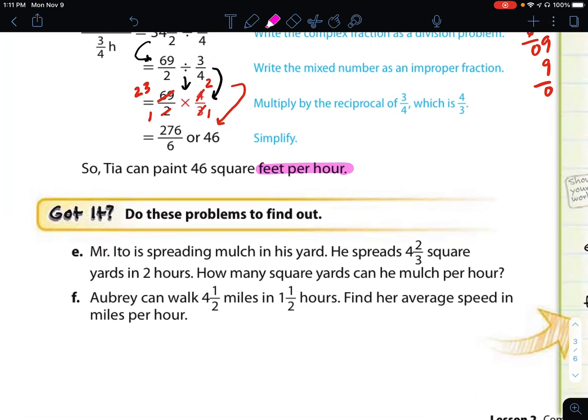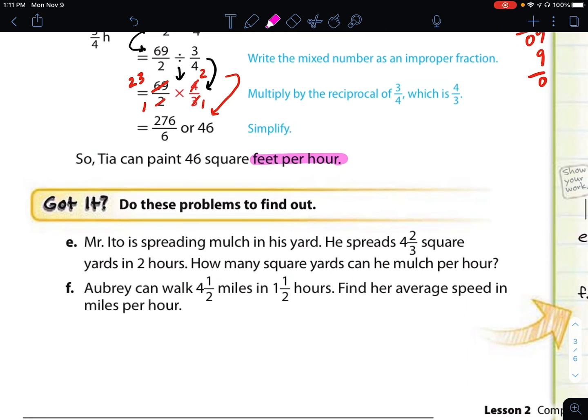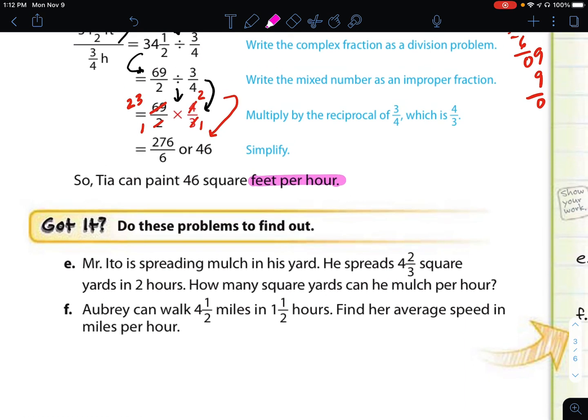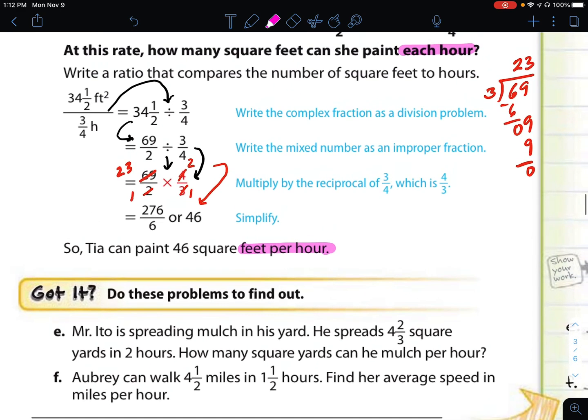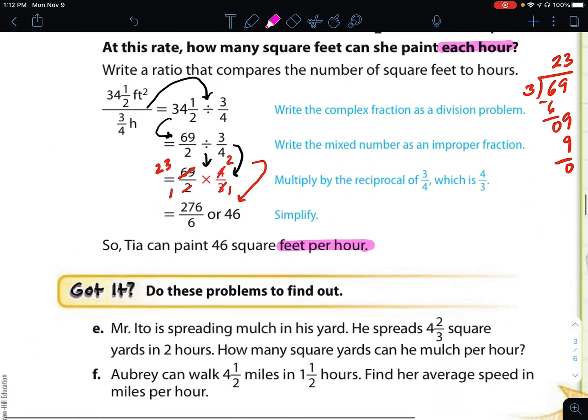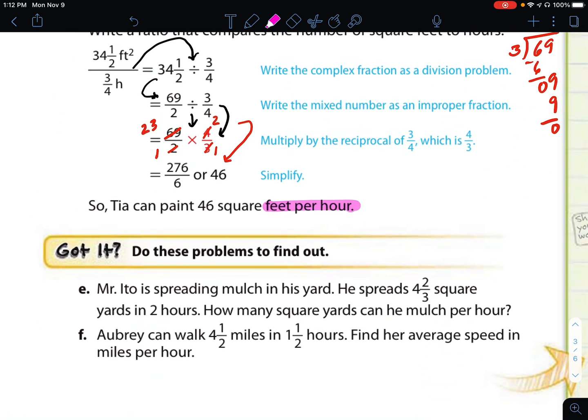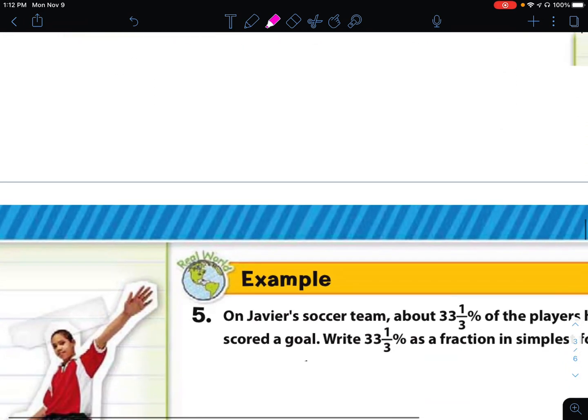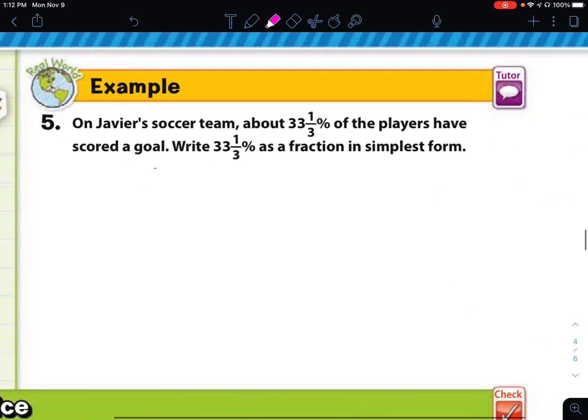Do these problems to find out if you understand the two examples. Do exactly as what we did for example 3 and example 4. Make sure you go back to those examples, and I'll let you do E and F. The final one will be a word problem, of course.